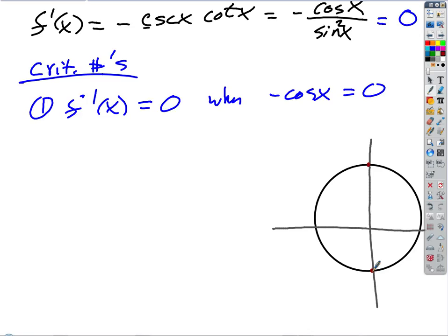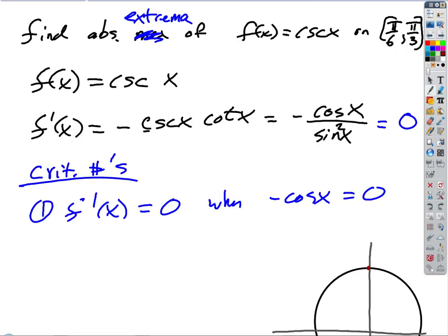That represents, each of those represents an infinite number of places, each lap of the unit circle. But remember, we're only looking on a specific interval.